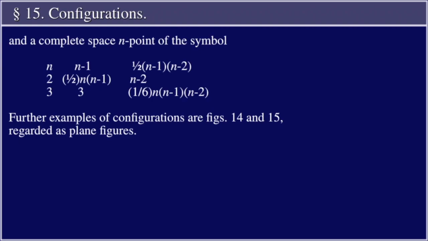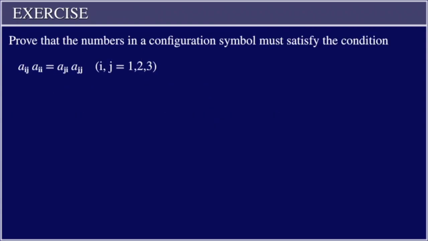Further examples of configurations are figures 14 and 15 regarded as plane figures. Exercise: prove the numbers in a configuration symbol must satisfy the condition aij times aii equals aji times ajj for i and j equal 1, 2, 3.